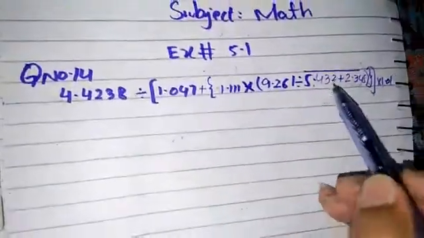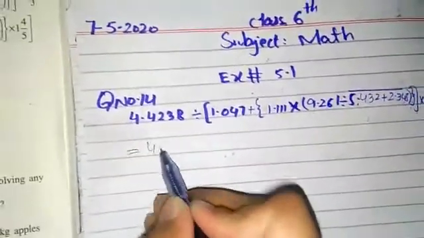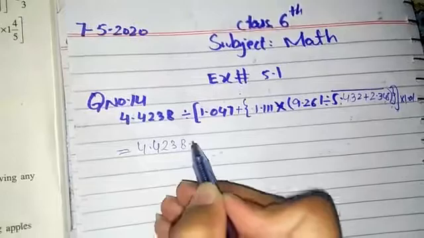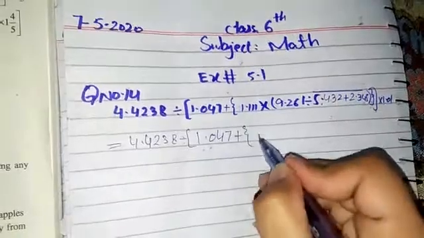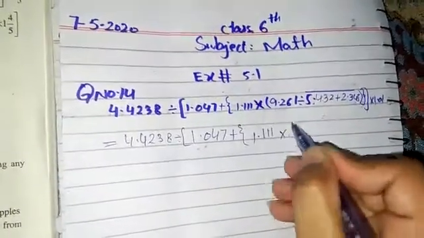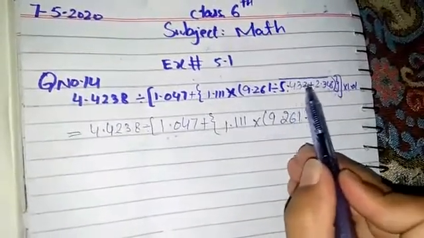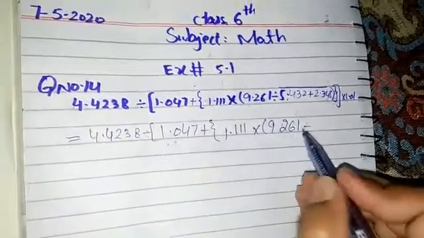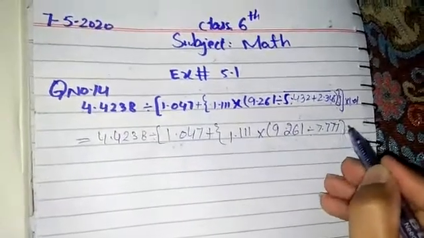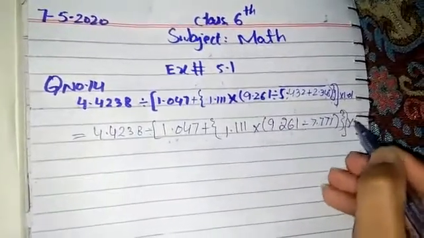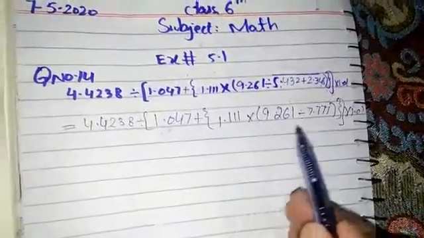To solve this question, first we have to solve the curly bracket. 4.4238 divided by 1.047 plus curly bracket 1.111 multiplied by 9.261 divided by, we have to add these two terms. By adding, our answer becomes 7.777, bracket close, curly bracket multiplied by 1.01. The next step is we have to solve the small bracket.